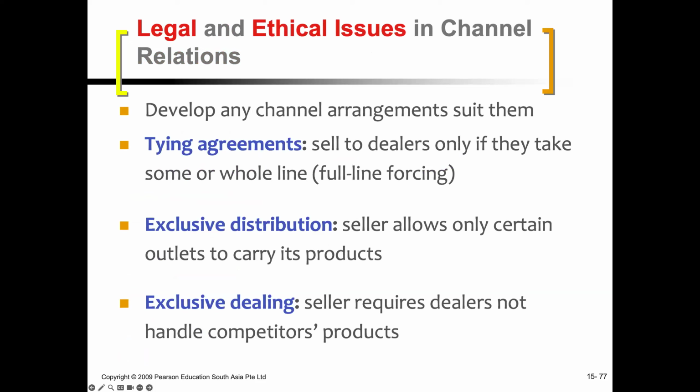The legal and ethical issues in channel relations. Well, you should develop any channel arrangement that suits them. Tying agreements are to sell to the dealers only if they take some or the whole line, the so-called full line forcing. Exclusive distribution is where the seller allows only certain outlets to carry its products. And exclusive dealing is when the seller requires dealers not to handle the competitors' products.